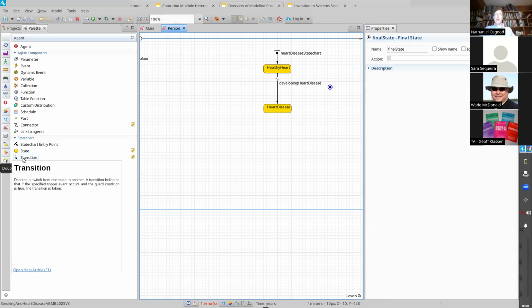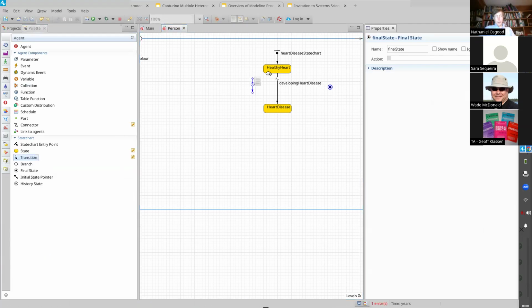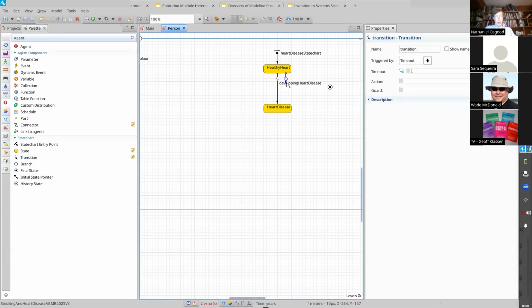And now I'm going to draw. I'm going to allow for, thank you, Jeff. That's awesome. I'm going to support death from either with a healthy heart or with heart disease. So we're going to draw here a transition, and it's going to come from healthy heart to heart disease.